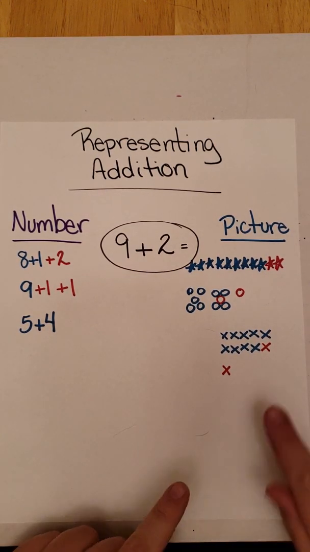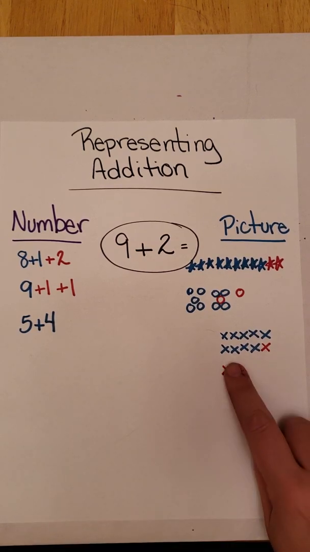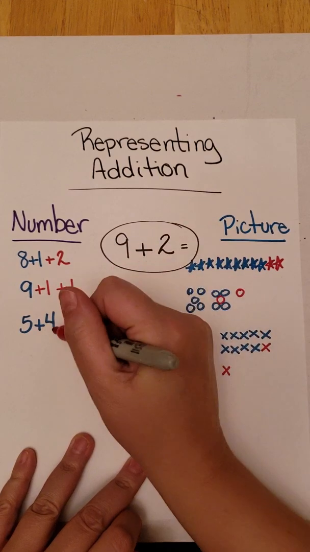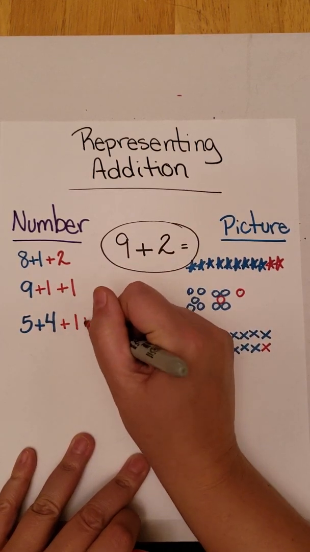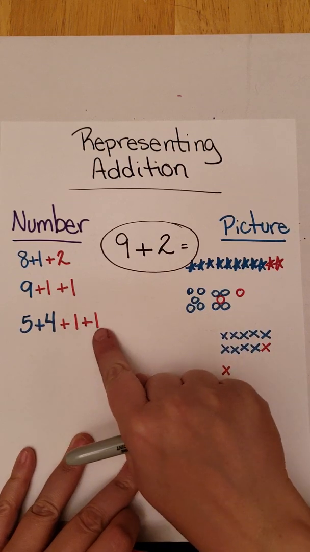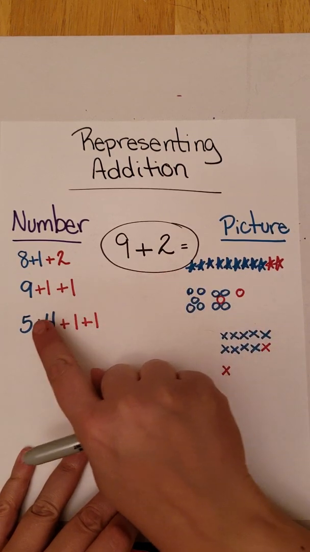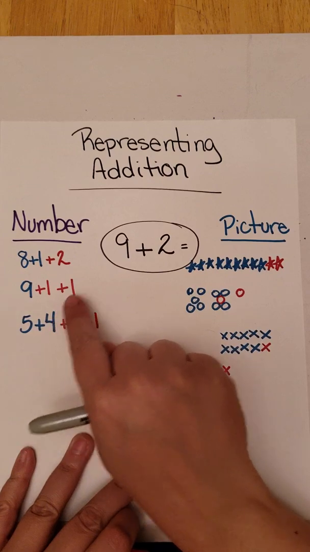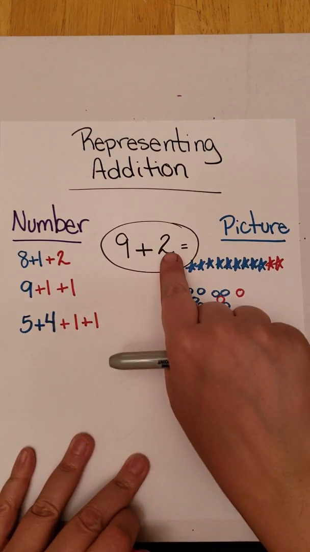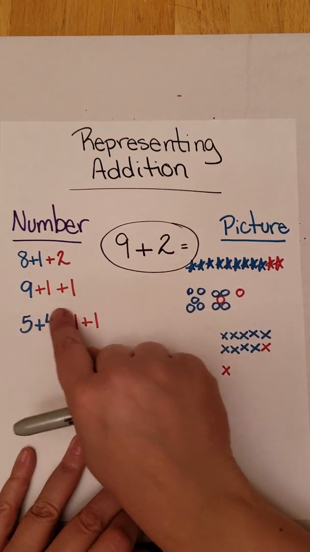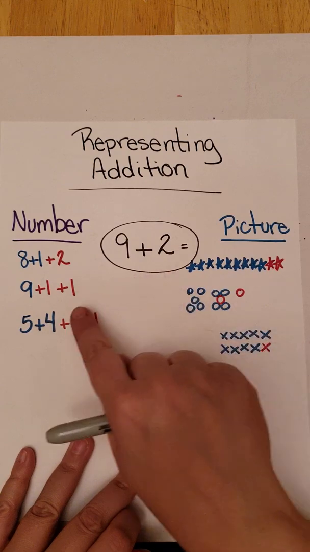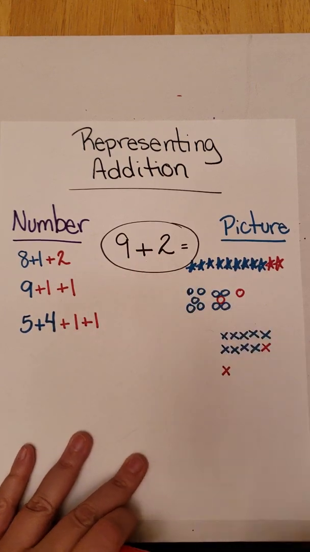Then I added 1 extra here and 1 extra down here. So 5 plus 4 is 9, plus 1, just like I did up here. 1 plus 1 is the same as 2. So I have 5 plus 4, which is the same as 9, plus 1 plus 1, which is the same as 2. If I put that all together, I have a 9 plus 2, and it's the same expression.